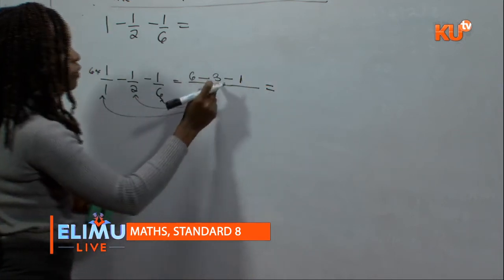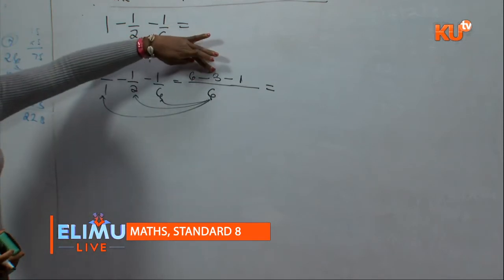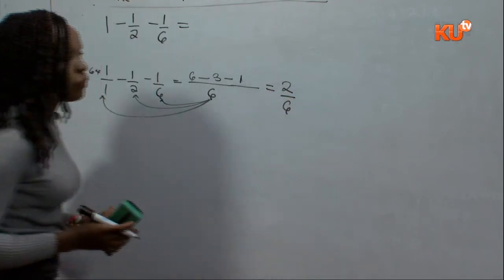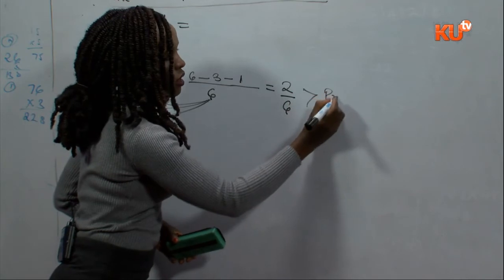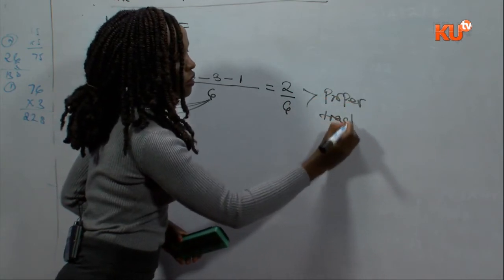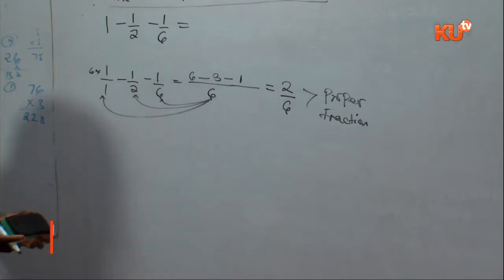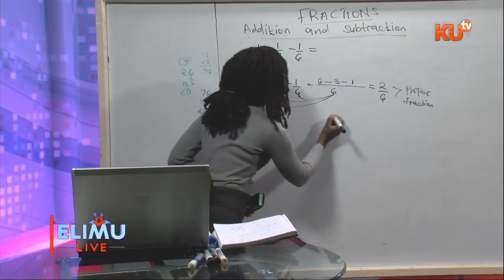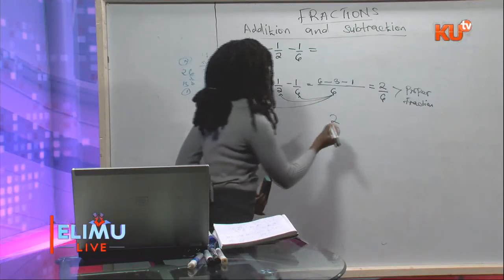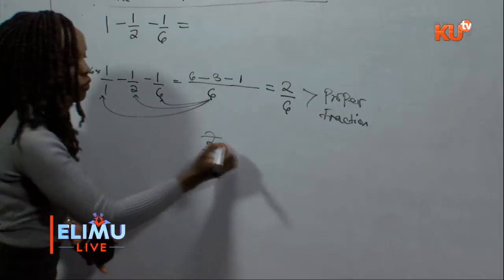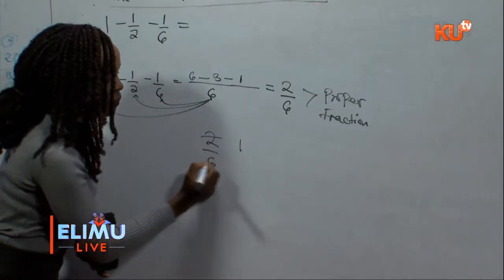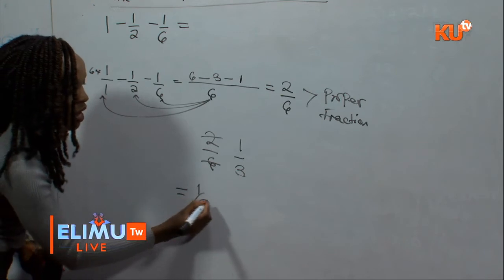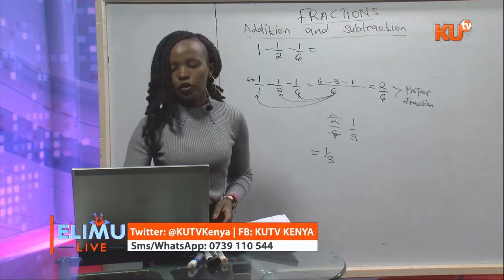So here I have 6, take away 3, take away 1. We'll start by taking away 3, we get 3. Then 3 minus 1, we get 2. 2 over 6. This is a proper fraction, and this proper fraction can be simplified. We have a number that can divide the numerator and the denominator at the same time. So 2 over 6, I can divide by 2. 2 divided by 2, we use the cancellation method, we get 1. And then 6 divided by 2, we get 3. So the answer to that question is going to be a third.